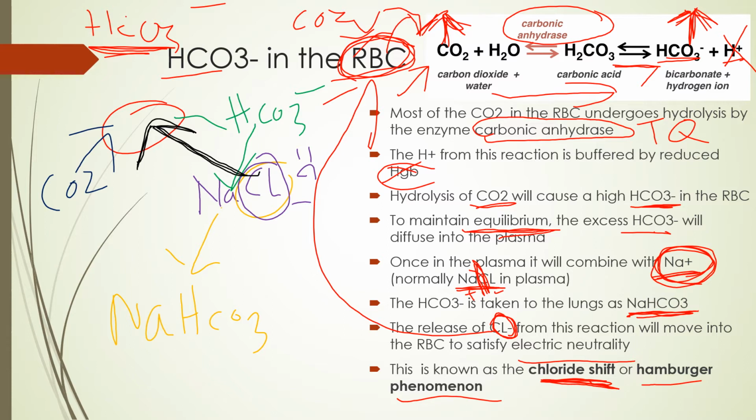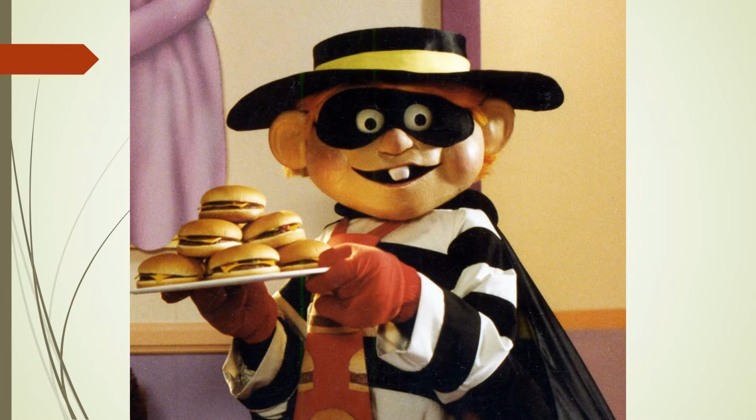This usually happens at the tissue level, where CO2 enters the red blood cell. I'm such a visual person that I have to associate it with things like the Hamburglar. It's the Hamburglar phenomenon, because we're breaking up sodium chloride. It's stealing, and we're causing chloride to shift into the red blood cell.